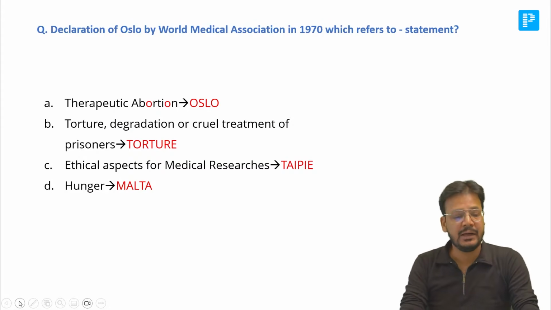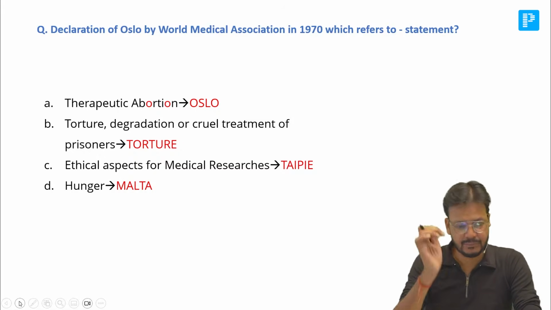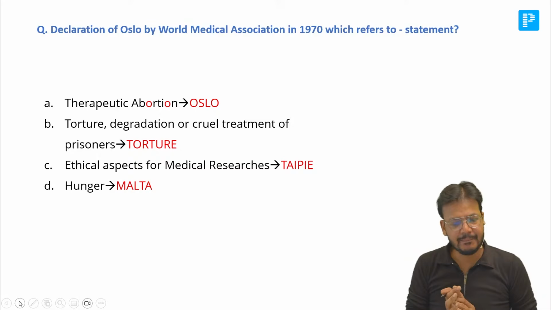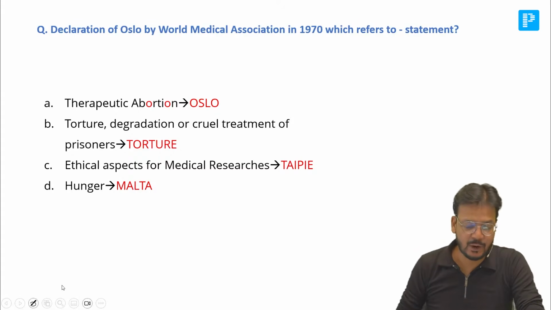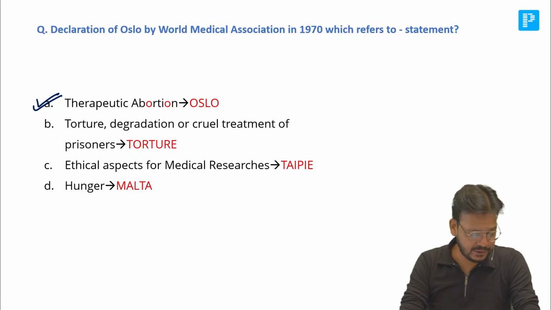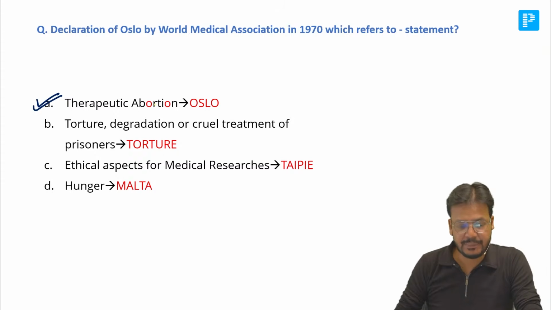Declaration of Oslo by World Medical Association in 1970 refers to which statement? Tell me. Options A, B, C, D. Yes, without any doubt, here the answer is therapeutic abortion. How would you remember the different declarations? Declaration of Oslo, you can remember by a very simple trick. Therapeutic abortion, double O, that will be Declaration of Oslo.